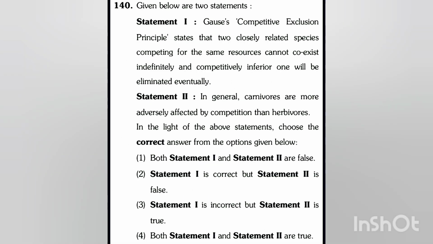Given below are two statements. Statement 1: Gause's competitive exclusion principle states that two closely related species competing for the same resource cannot coexist indefinitely, and competitively inferior one will be eliminated eventually. Statement 2: In general, carnivores are more adversely affected by competition than herbivores. In the light of the above statements, choose the correct answer from the options given below. Statement 1 is correct, but statement 2 is false.